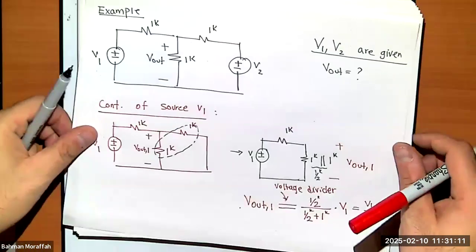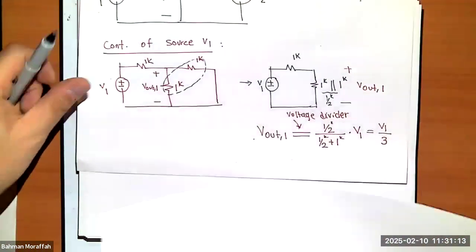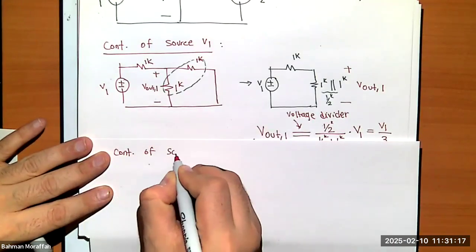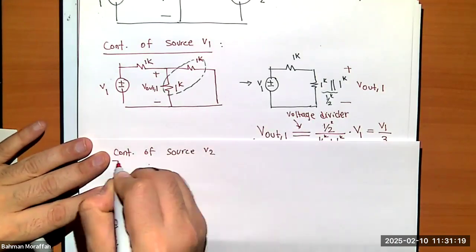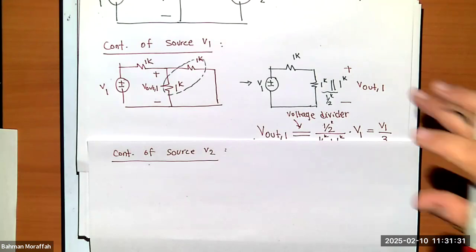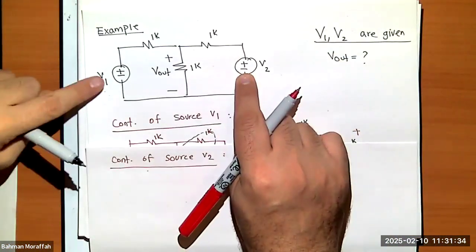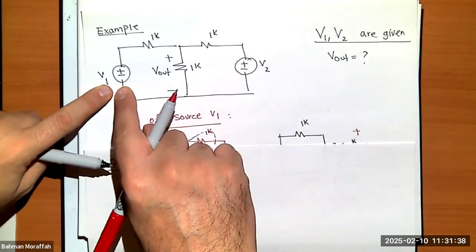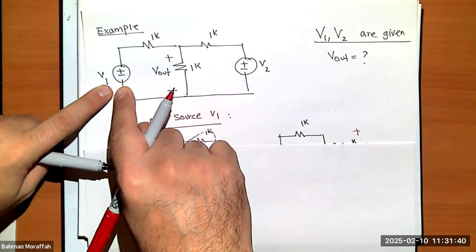Let's find the contribution of source V2. If I want to find the contribution of V2, what do I need? I need to keep V2 and zero out the rest of the sources I have. So I'll keep V2, which is this guy, and I have to zero out this. What happens if I zero out this? It becomes a wire.